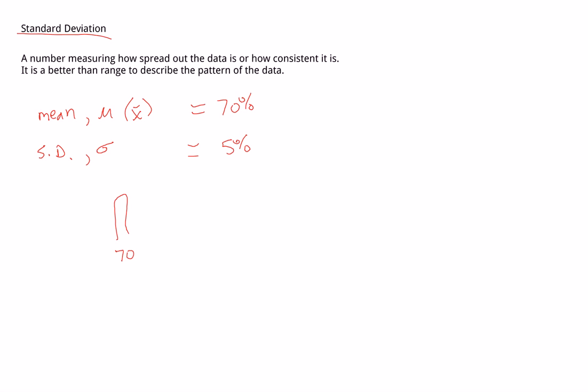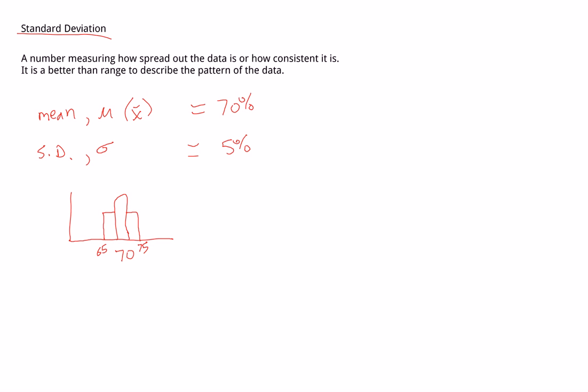So in terms of our graph, most of our data would be at 70, and it means that the majority of our data is within 5% above and below. So that means from 65 to 75 would be where most of our data is. Okay, so it sort of tells you how spread out it is or how close it is.